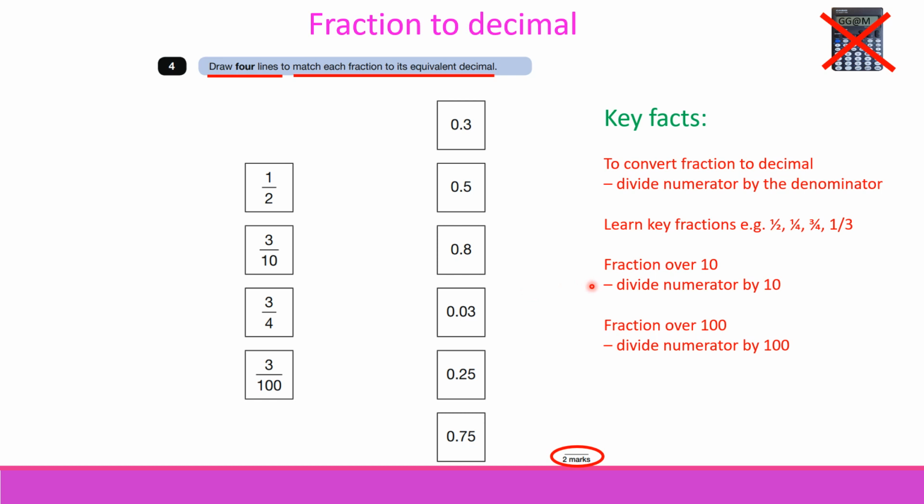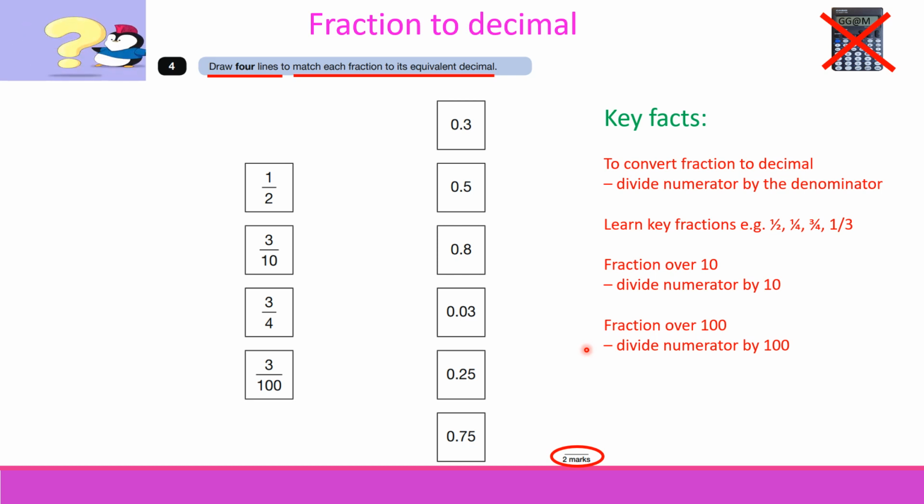Remember, when we divide by 10, all the digits move 1 place to the right to make the number smaller. And when we divide by 100, all the digits move 2 places to the right to make the number smaller. Press pause, have a go at working out the answer, and then press play when you're ready to hear the answer.